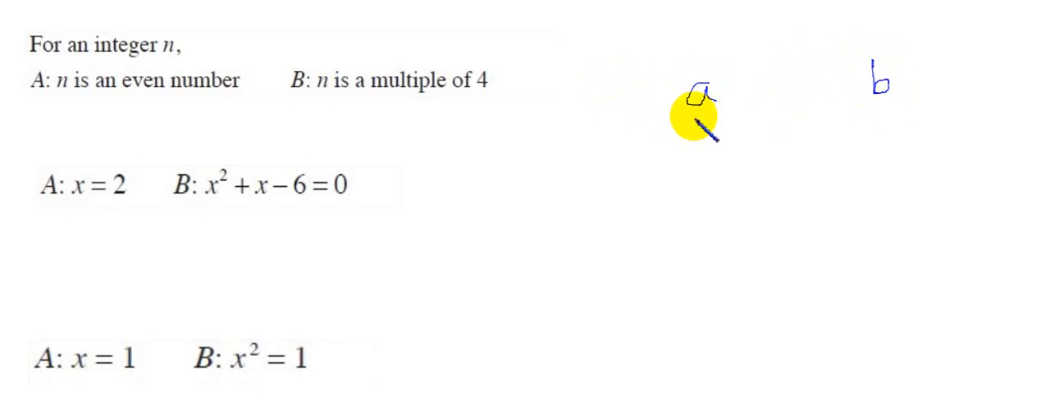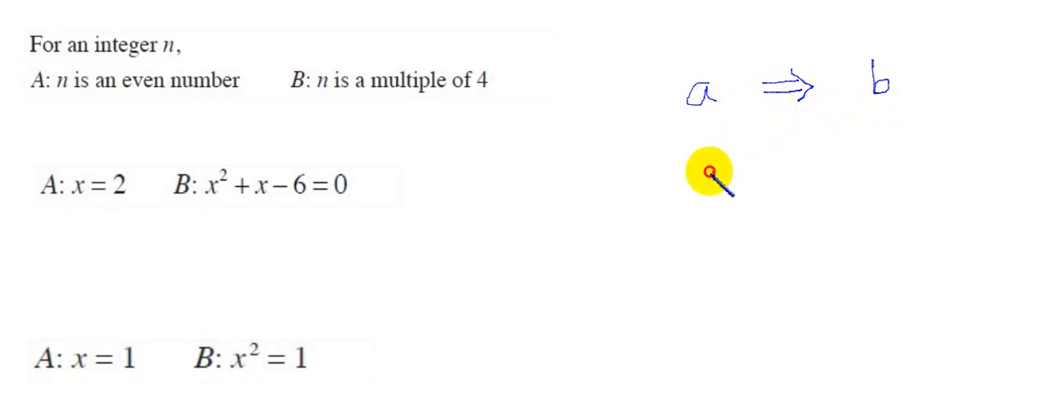If statement A is true, and because of statement A, statement B is true, then we use this line, which means A implies B. A implies B means that A is true, and because of A, statement B is true. So we use this line. You'll see in this example how we use this symbol.